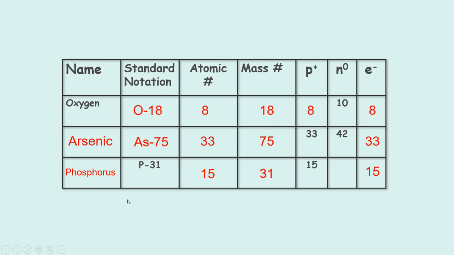Okay, then our mass number we can get from the standard notation of 31. And then to get our neutrons, we just do mass number minus protons. So 31 minus 15 gives me 16 neutrons.